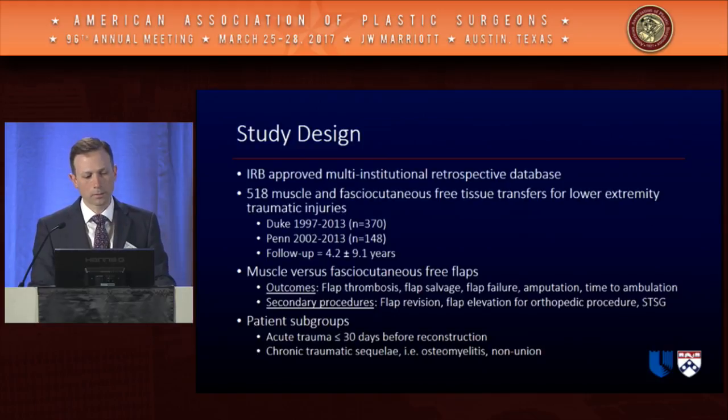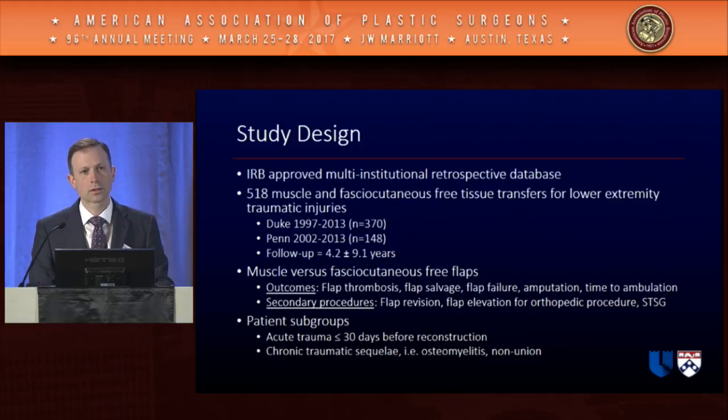Importantly, we looked at the outcomes for muscle versus fasciocutaneous free flaps, and we looked at several points, including flap thrombosis, salvage, flap failure, limb salvage, and ultimate need for amputation and time to ambulation, and the need for secondary procedures such as flap revision or flap elevation to allow for orthopedic revision.